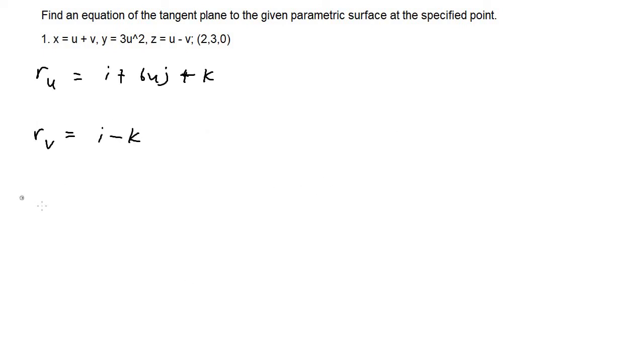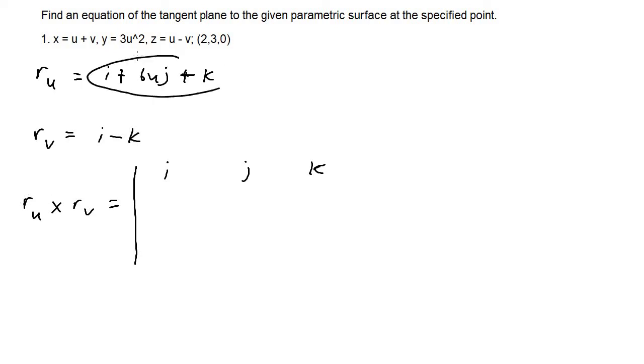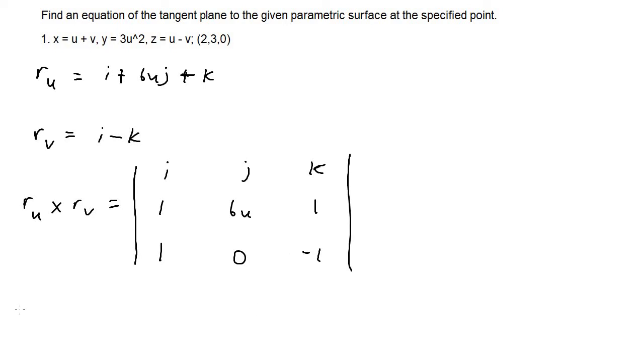Now the next step is to take the cross product of r sub u and r sub v. So once again, when we take the cross product, we need to set up a matrix. We have i, j, and k on the top row. Since r sub u is being multiplied first, we'll put its components down first. So from left to right, we have 1, 6u, and 1. And then for r sub v's components, we just have 1. The y component is 0 because there's no j unit vector, and the z component, with the k unit vector, is negative 1. So now we can put it in determinant notation.